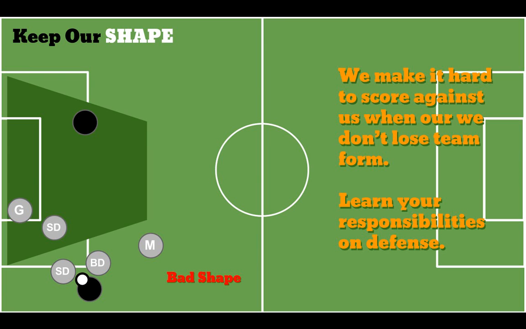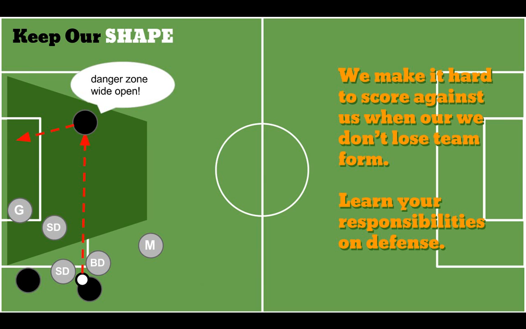It's not necessary, and it's actually a very bad thing, because what happens, and this is one of the places where a lot of goals come from in Rec League, is that we leave the middle open. We leave the back post or the far post open, which is the goal post further away from the ball. And it makes it easy for an opponent to make a pass into that zone and get a shot uncontested.